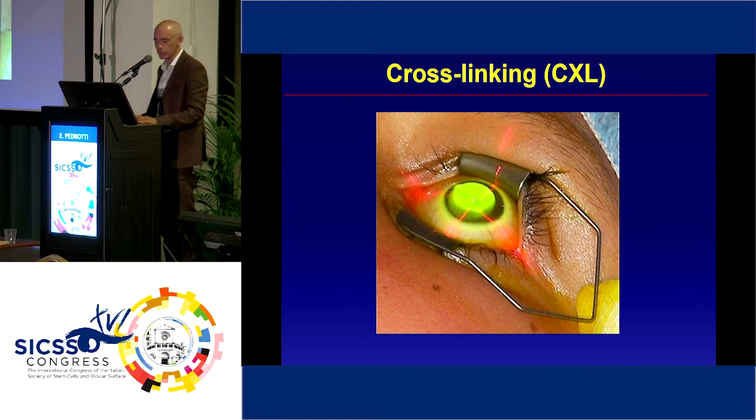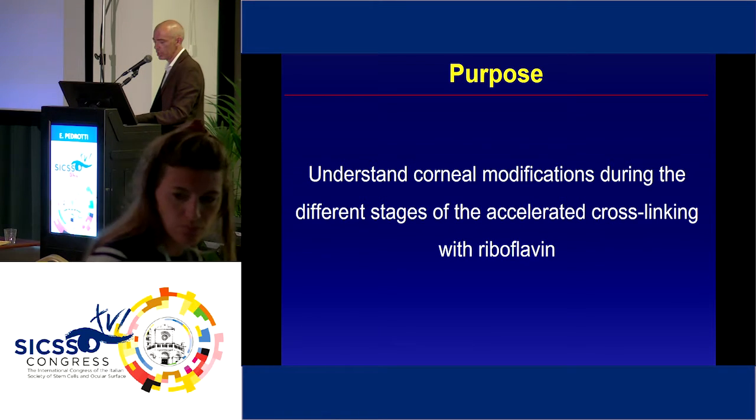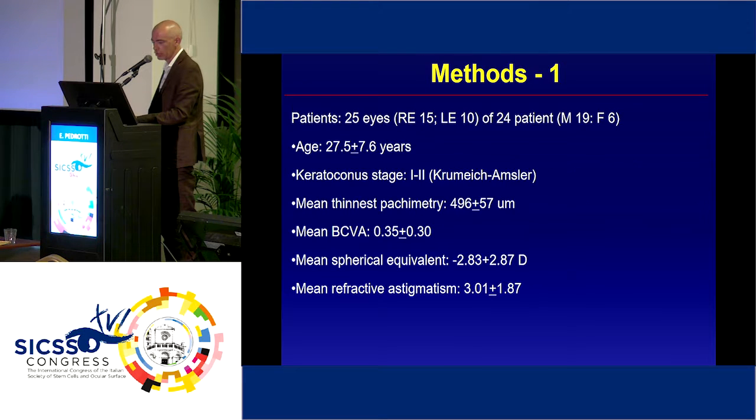Even if there is no more doubt about the efficacy of cross-linking in reducing keratoconus, we do not know what the microstructural changes are that happen in the cornea. That is why we wanted to understand what happens in the cornea during and immediately after accelerated cross-linking with riboflavin.